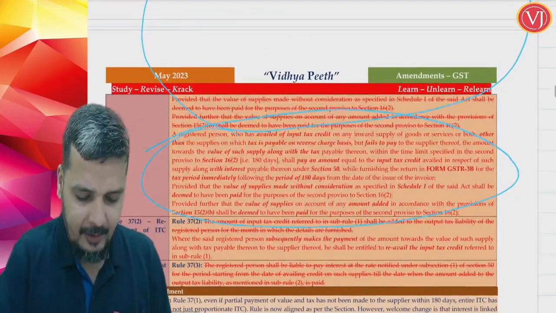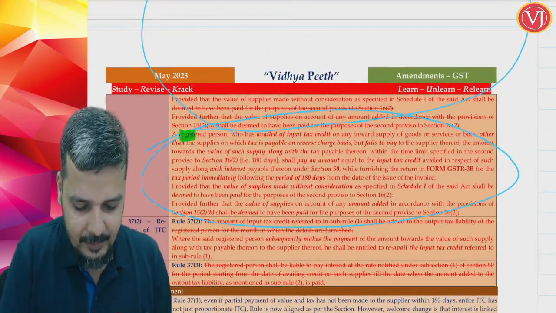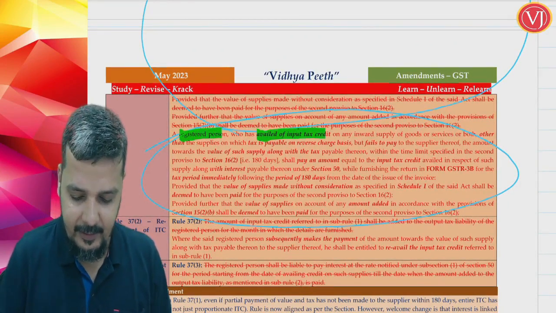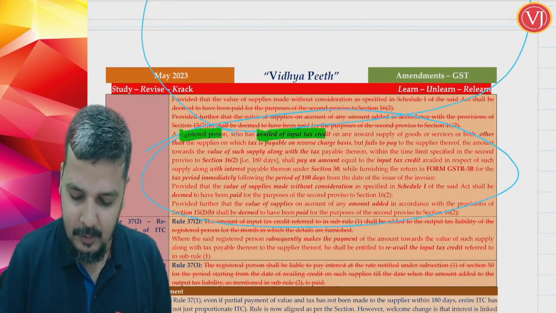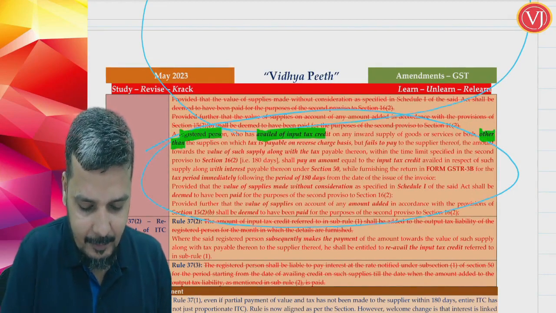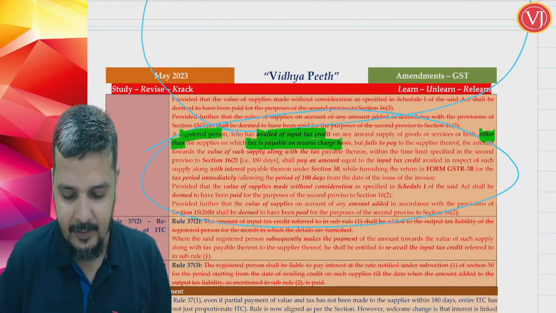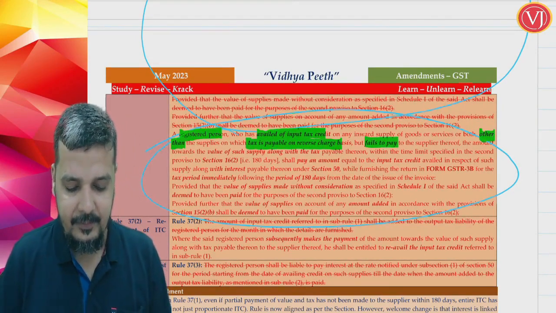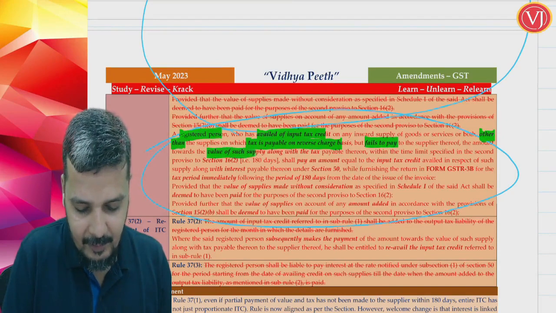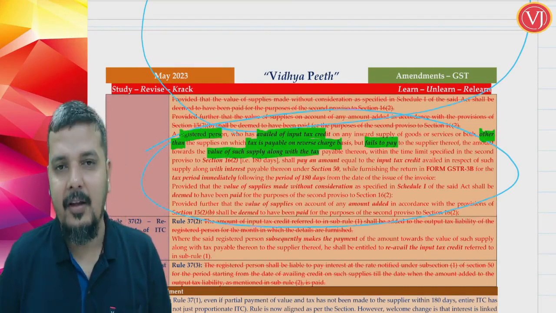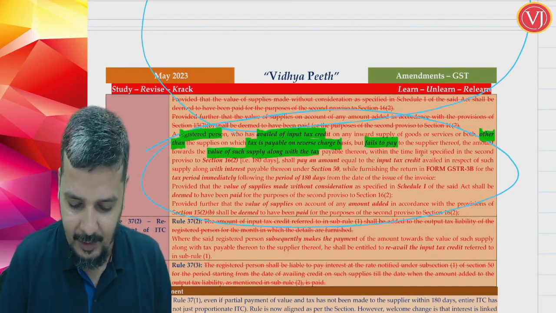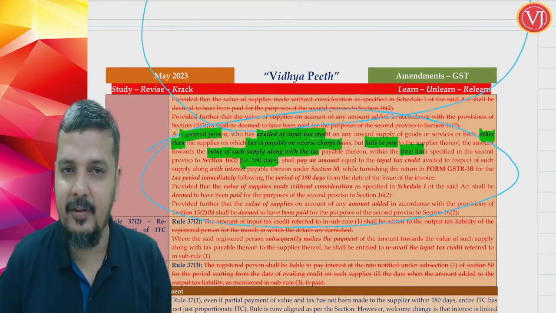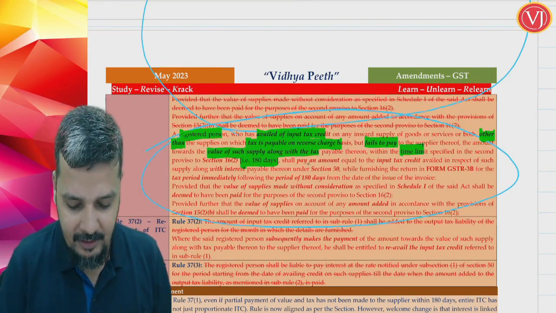Let us see the impact. Now what they are telling is, a registered person who has availed input tax credit of any inward supplies of goods or services or both, other than supplies on which tax is payable under reverse charge mechanism, but fails to make the payment to the supplier of the value of such supply along with the tax within the time specified, that is within 180 days, in section 16 subsection 2, he shall pay an amount.